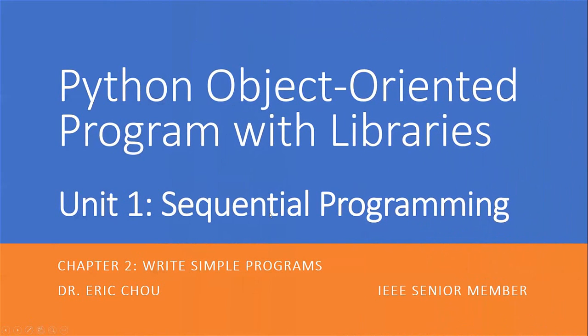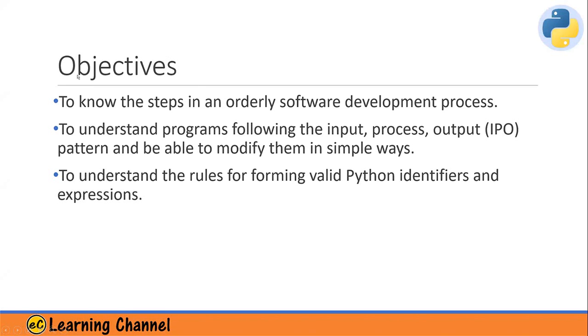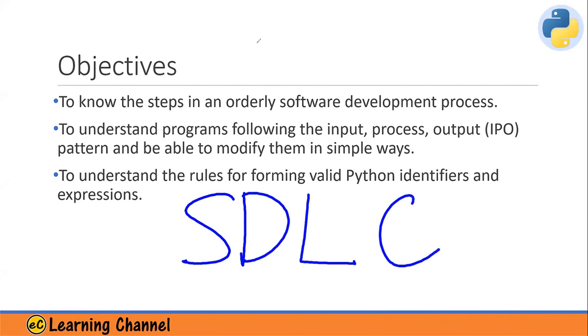To write simple programs. So the objective is to know the steps in an orderly format to develop the software. Okay, so we would go into the software design life cycle. Software design life cycle is actually, in computer science, an important term. It's called software development life cycle. Okay, and this one actually, at UC Irvine, they have a department called informatics.